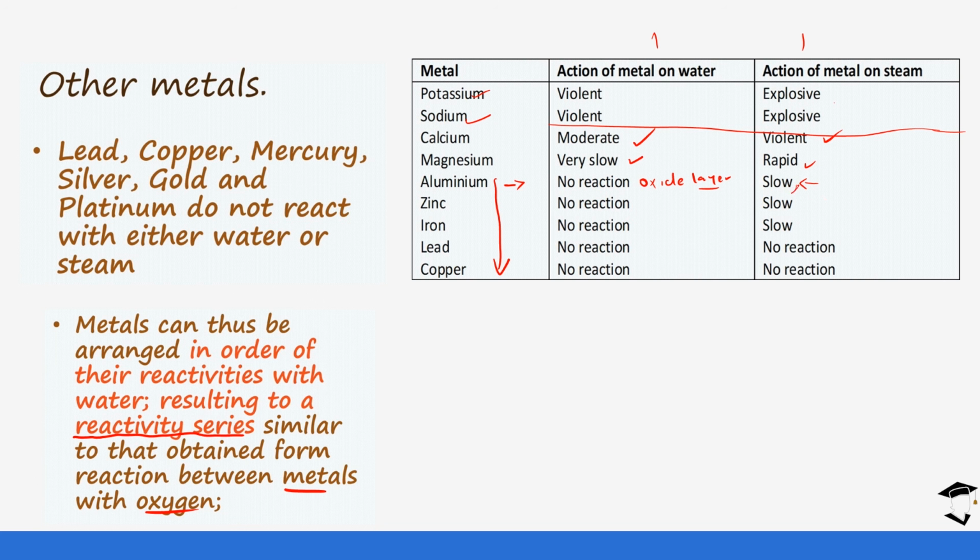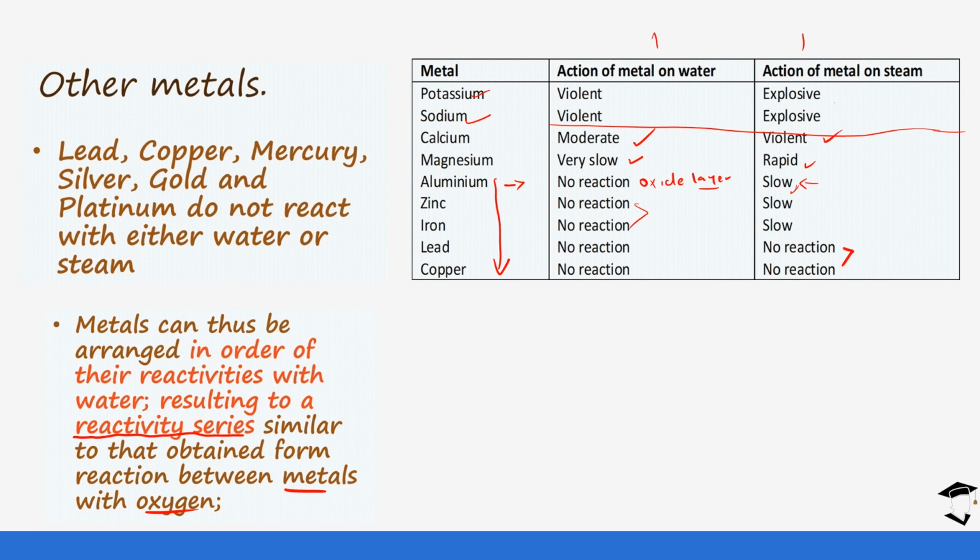Same applies with zinc and iron. Their reactions are very slow with steam, but they do not react with water. And you can see they actually glow when they react with steam. And finally, lead and copper do not react with either water or steam. So with these reactions, we are able to come up with a reactivity series that is specifically made for the reactions of metals with water and with steam.